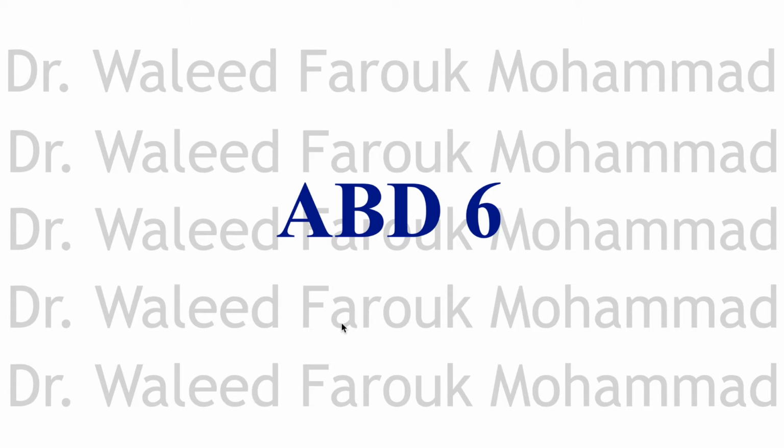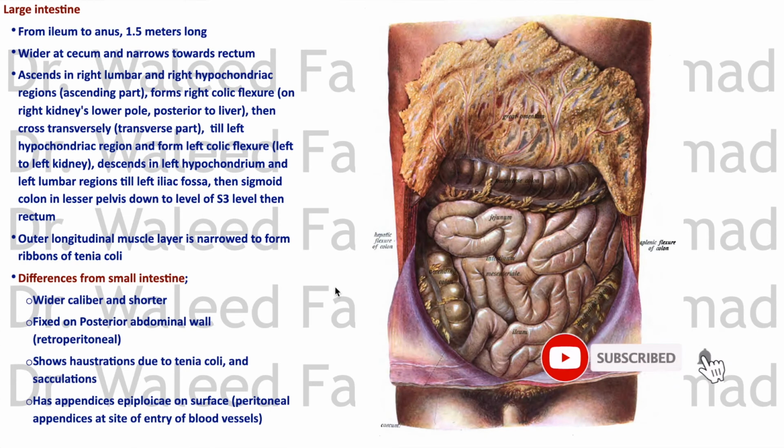This lecture we're going to discuss the large intestine. The small intestine ends at the ileum, at the ileocecal junction. So the large intestine starts from the ileocecal junction till the anus in the perineum. It's about 1.5 meters long, and it's wider at the cecum and narrows towards the rectum. The appendages called the appendices epiploicae increase in number as you go distally through the colon.